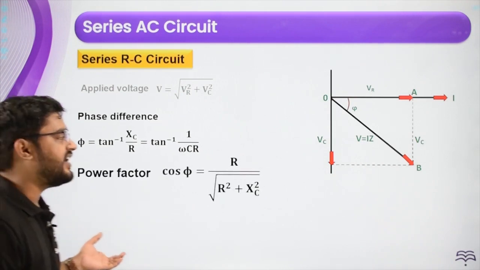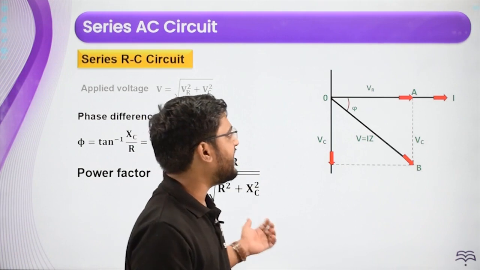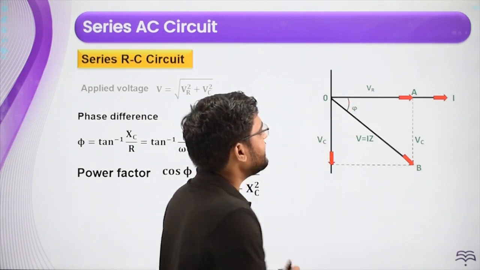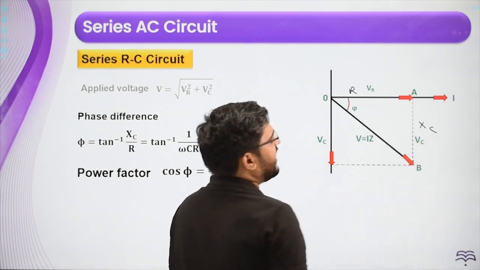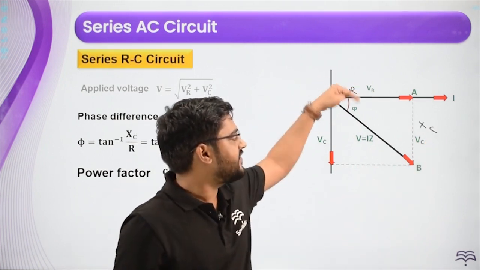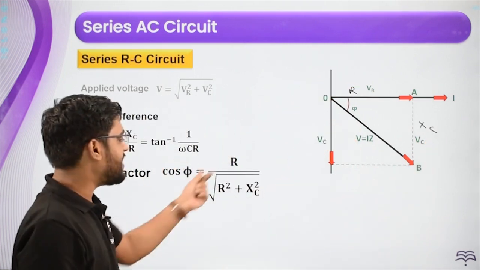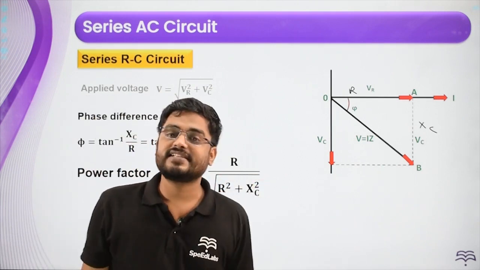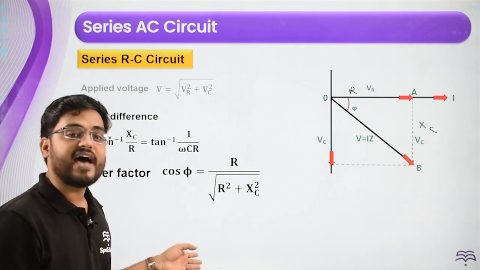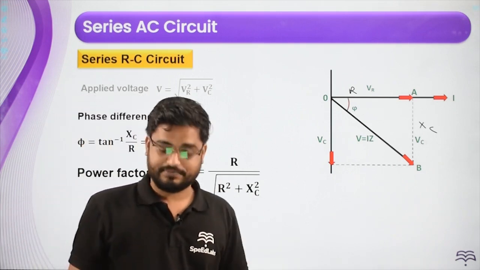Next is the power factor. Power factor is cos phi. Cos phi is this. So here this is R and this is XC, and cos phi is nothing but R divided by Z. So it is still the same R divided by Z, but Z is under root R square plus XC square. Previously it was under root R square plus XL square.